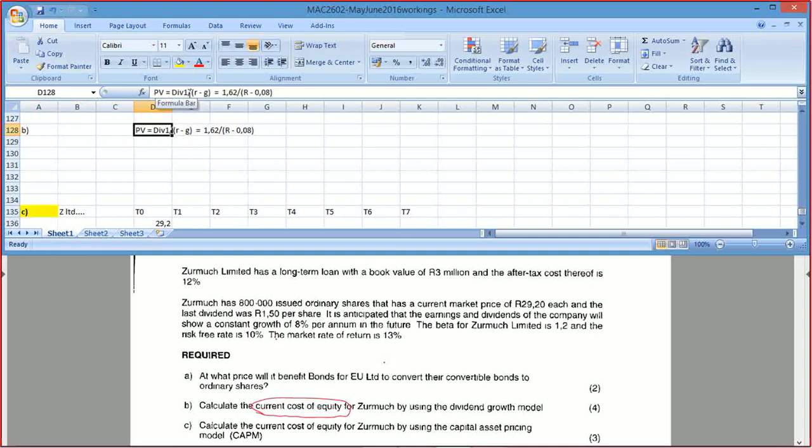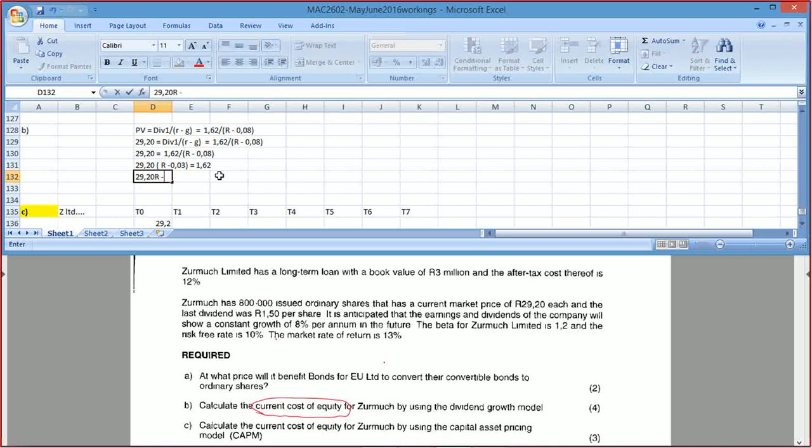PV equals all of that. Then substitute PV. What is PV? 29 Rand 20. Calculate the cost of equity by using the dividend growth model. So I'm using the dividend growth model and calculating the cost of equity, which is denoted by R. So basically I've got 29 Rand 20 equals that. Take that to the left: 29 Rand 20 times R minus 0.08, close brackets, equals 1.62.